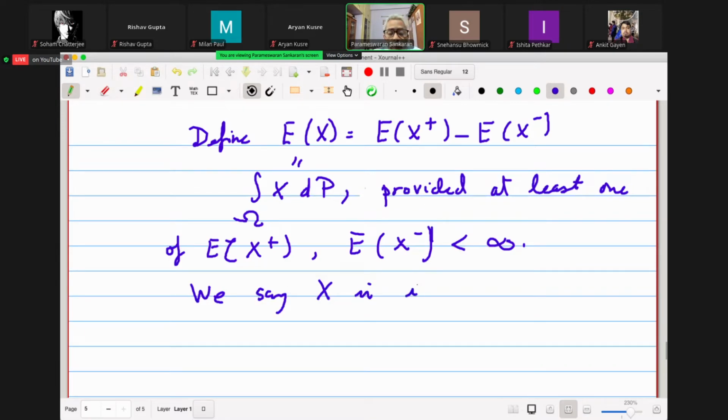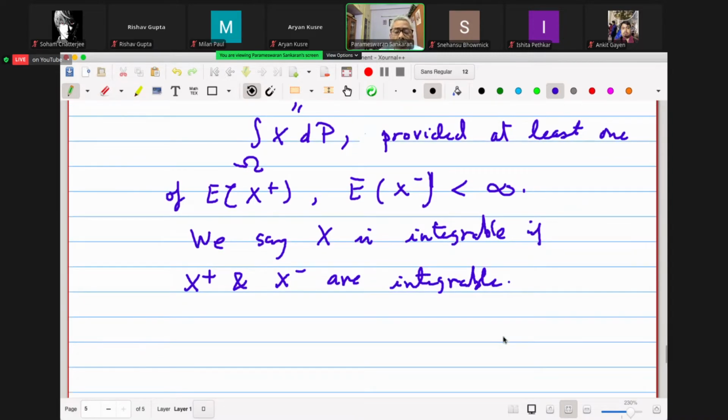We say x is integrable if this is finite, which means that both must exist and are finite. That is, if x plus and x minus are integrable, which we have already defined. And an immediate exercise, well, it's actually trivial: x is integrable if and only if mod x is integrable.